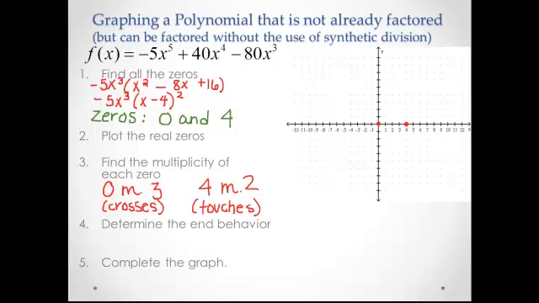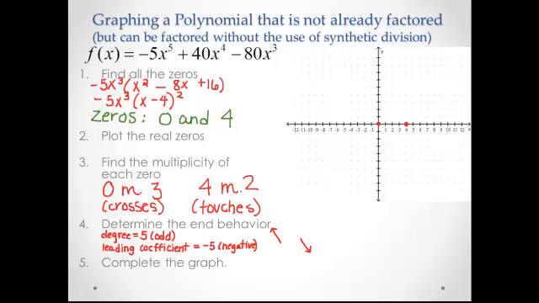So the other thing we'd want to determine would be end behavior. So for our example here, the degree is 5, which is odd, and the leading coefficient is negative 5, which is negative. So if we wanted to know end behavior, that tells us it goes up on the left, and that it goes down on the right. So we can go ahead and complete our graph from here.